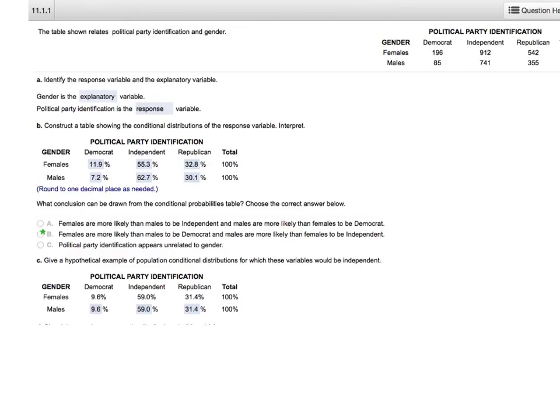So the first thing is, in this problem, they're talking about political party identification and gender. We would normally think that gender would explain political party identification, that is, that your gender may influence which political party you choose. Your political party doesn't influence which gender you become. So right off the bat, we know that gender is the explanatory variable, and party identification should be the response variable. And we typically denote that by having the rows be the explanatory variable and the columns being the response variable. But it's not super important that we stick to that all the time.